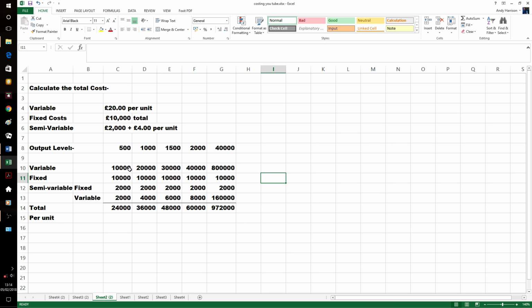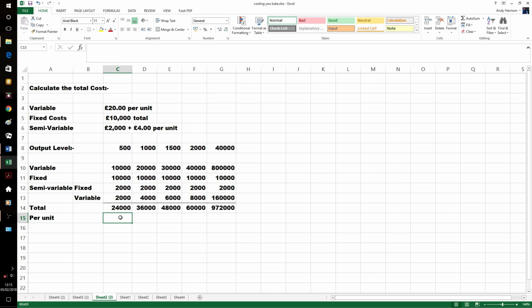You can see the variable cost going up in regular amounts and then a big jump, because we've gone from 2,000 to 40,000, but the fixed is still 10,000, and this part of the semi-variable cost is still 2,000, and then the variable part of that with a big jump at the end as we do a 20 times output jump.